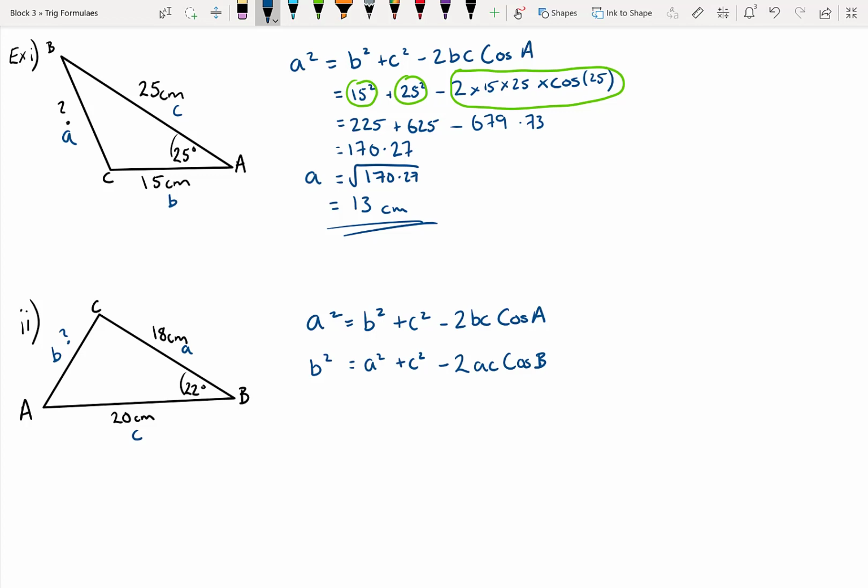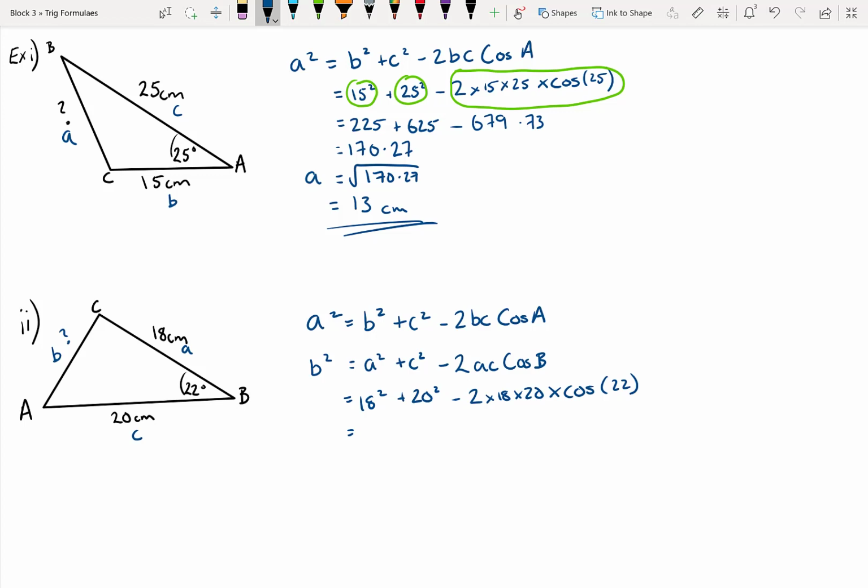Okay, so it still has to follow this same kind of pattern, right? I've swapped out all the same things in all the same places. Okay, we can't just make it up as we go, but we're going to have a bit of time to practice these later on anyway. So now I can substitute in my numbers. So I've got 18 squared plus 20 squared minus 2 times 18 times 20 times the cosine of 22. And so again, what we're going to look to do is we're going to look to try and take it step at a time.